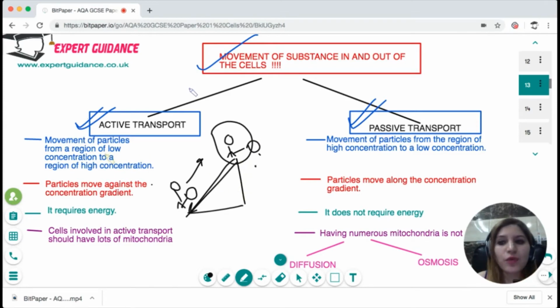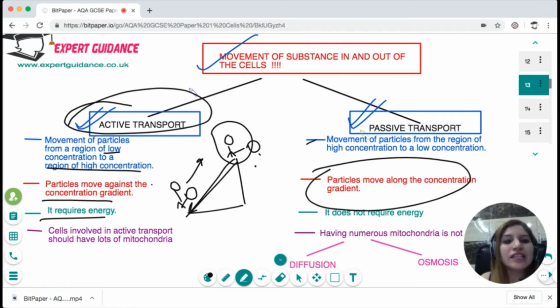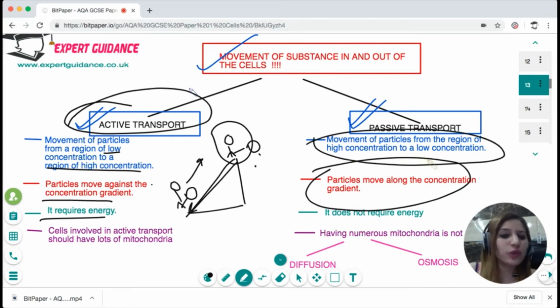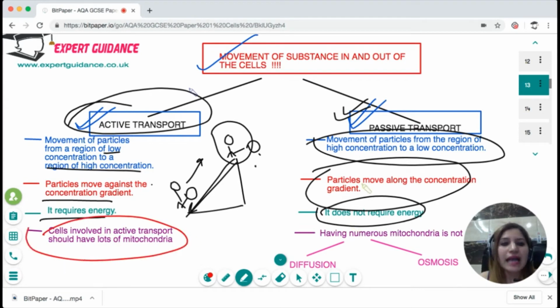Whenever the particles move from a low to a higher concentration, which means the particles move against the concentration gradient, it requires energy, and this is known as active transport. And when the particles move along the concentration gradient, that is from a region of higher concentration to a region of lower concentration, without the use of energy, then that is known as passive transport. Since active transport requires energy, and we know it is the mitochondria that are responsible for making energy for the cell, the cells involved in active transport have loads of mitochondria, and in passive transport, having numerous mitochondria is not a requirement.